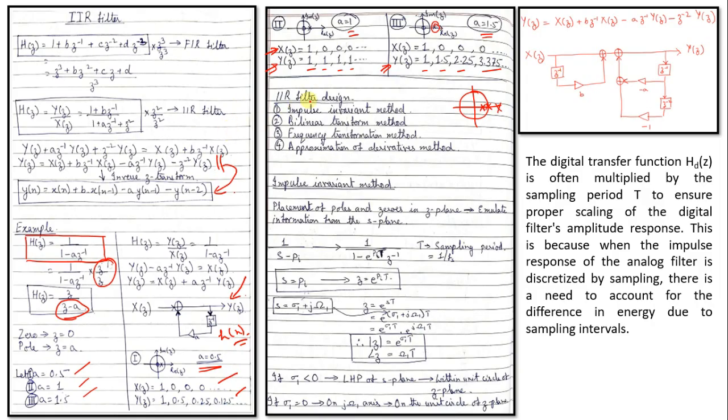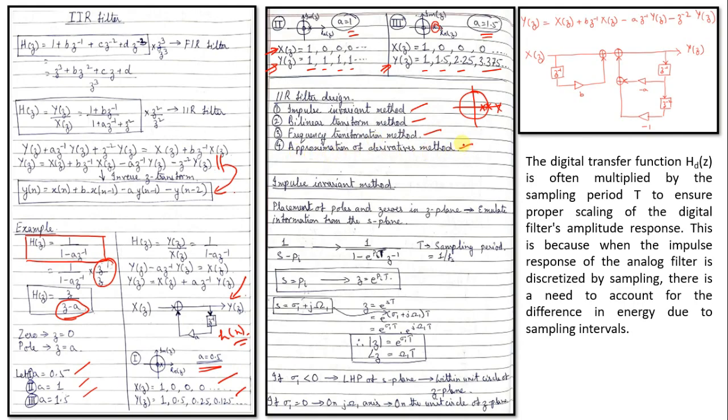Now coming to the IIR filter designing methods. What are the different IIR filter designing methods? The first one is the impulse invariant method. Second is the bilinear transform method. Third is the frequency transformation method. And lastly, we have the approximation of derivatives method.